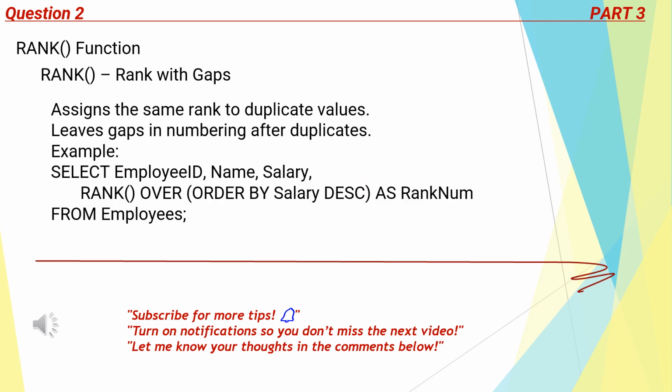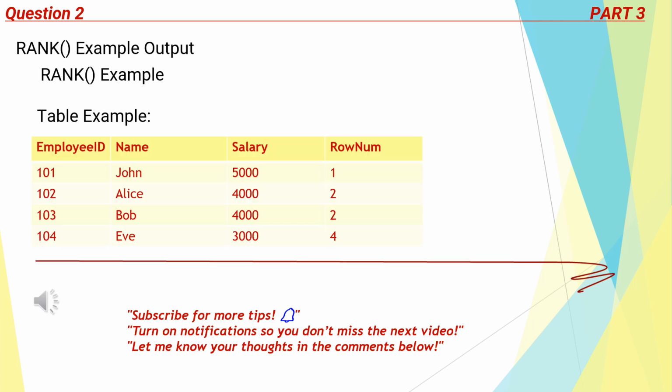The rank function assigns the same rank to duplicate values but leaves gaps in the rankings sequence. In this example, Alice and Bob both have the same salary, so they share rank 2. However, the next rank is 4 instead of 3, leaving a gap.